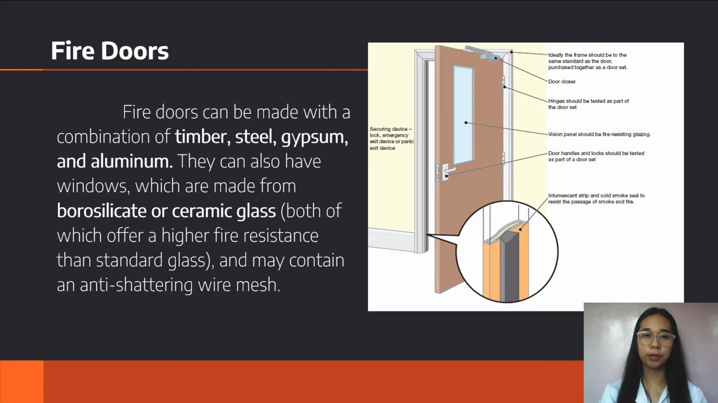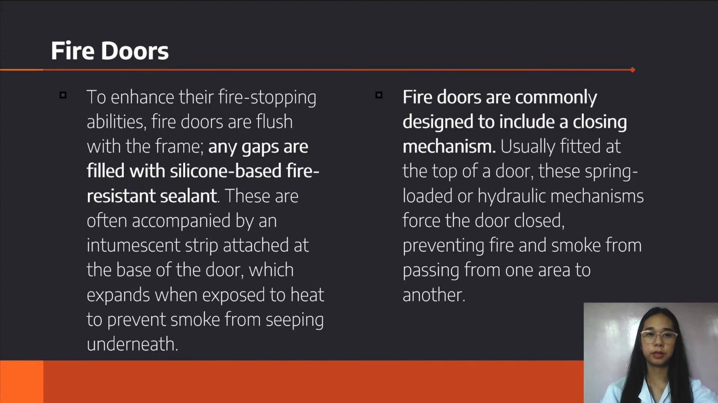Fire doors can be made with a combination of timber, steel, gypsum, and aluminum. They can also have windows, which are made from borosilicate or ceramic glass, both of which offer higher fire resistance than standard glass and may contain an anti-shattering wire mesh. To enhance their fire-stopping abilities, the fire doors are flush with the frame. Any gaps are filled with silicone-based fire-resistant sealant, and these are often accompanied by an intumescent strip attached at the base of the door, which expands when exposed to heat to prevent smoke from seeping underneath.